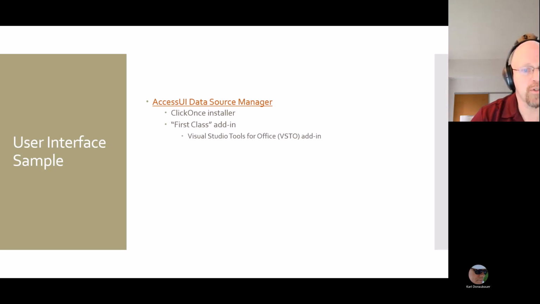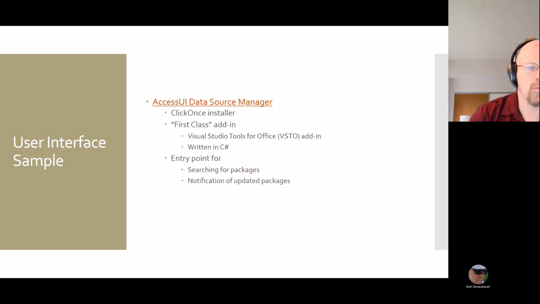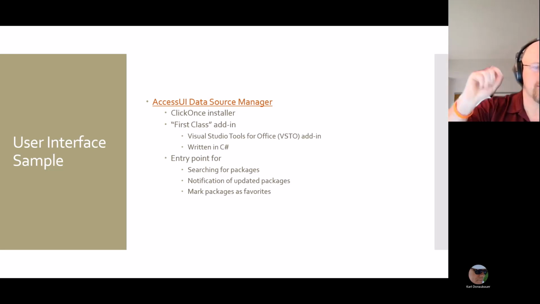So I did that using the Visual Studio Tools for Office and created an add-in. This is written completely in C#. And this could be an entry point for searching for packages. So you'd want to give that interface like NuGet had, where you just type in, I'm searching for JSON, and it would show you all the things tagged with JSON. We could also notify you of updated packages. And I think we could give the ability to mark packages as favorites. So if you really like my task dialog and you want to use that in all your applications, you could pin that so you don't have to go search for it.